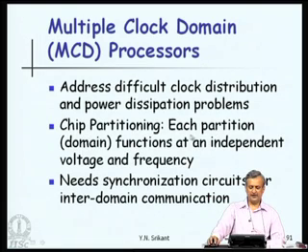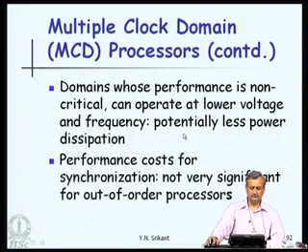So, we are going to partition the chip into domains. Each partition functions at an independent voltage and frequency. That is the assumption in an MCD processor. It needs synchronization circuits for inter-domain communication, such as buffers and queues and so on. Domains whose performance is non-critical can operate at lower frequencies, and therefore they will potentially consume less power.